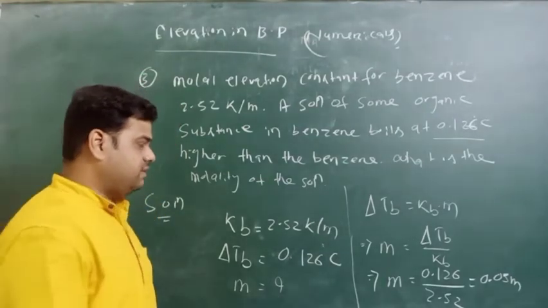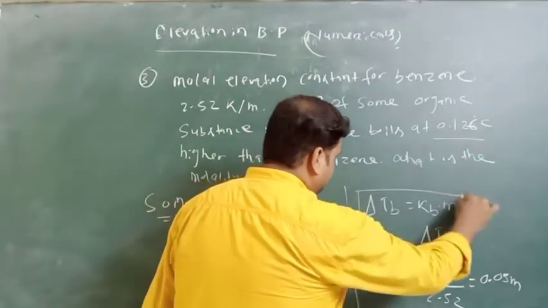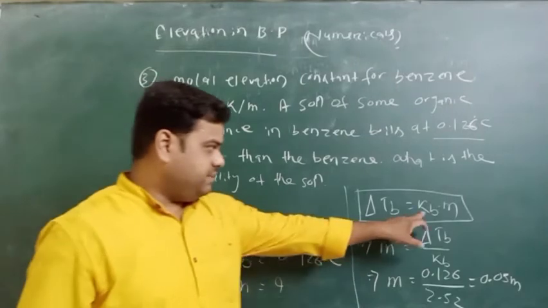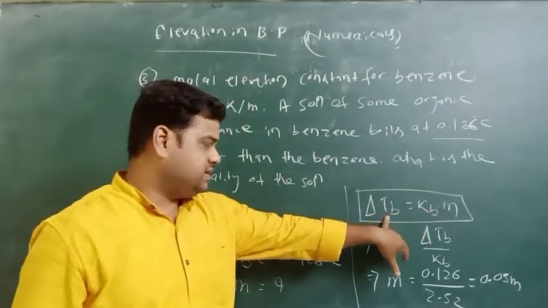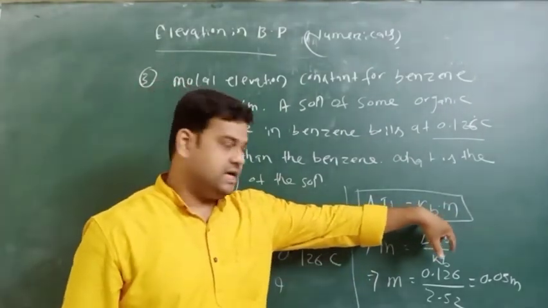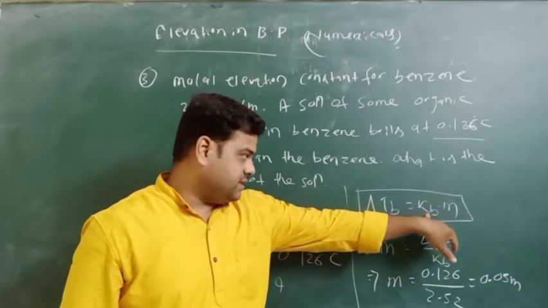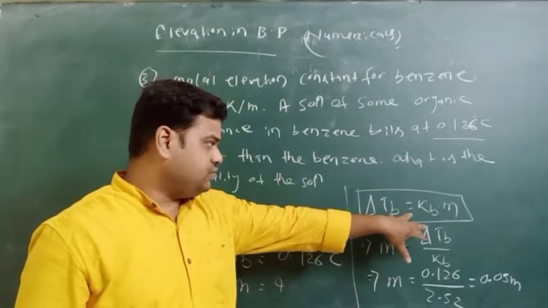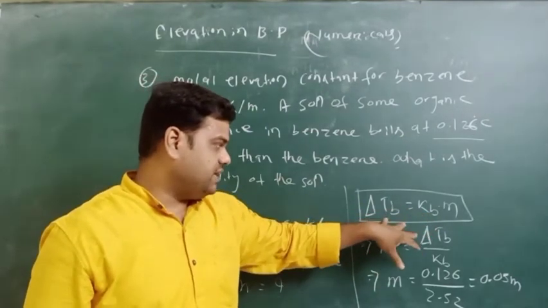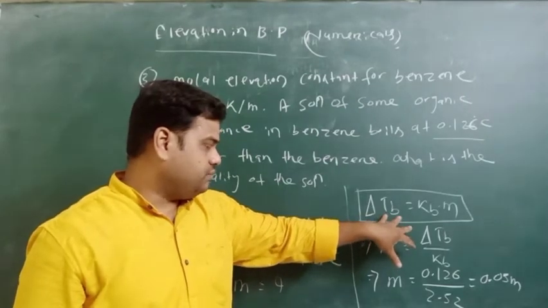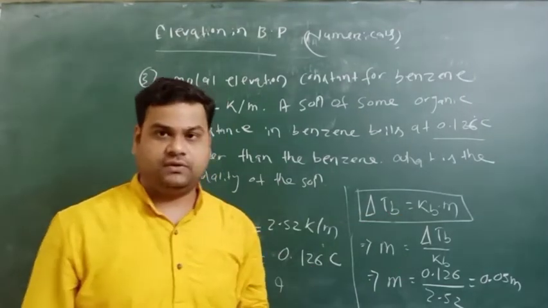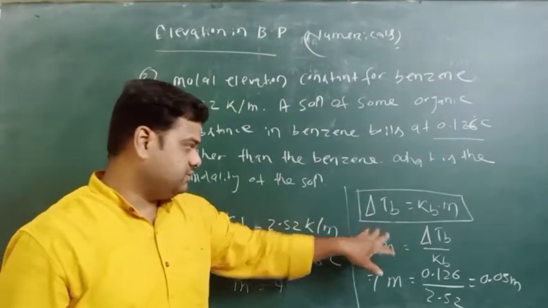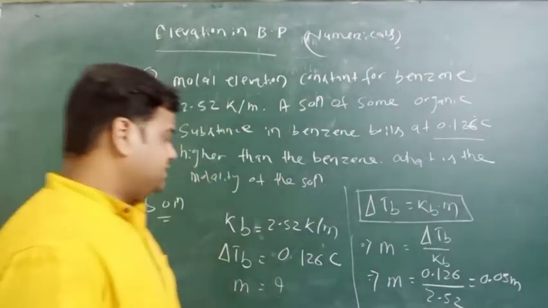Okay, first of all, you have to keep in mind that for calculating the value of del Tb, Kb or molality, that is, elevation in boiling point, or molar elevation constant, or the ebullioscopic constant, you have to know two values to calculate a single value. Those two values must be known, otherwise you cannot calculate. Okay.